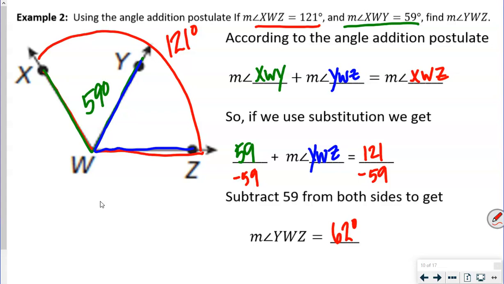Sorry, the blue angle. My bad, y'all. Let me go ahead and change that. 62 degrees was this angle right here. And you can check that, right? So can't you just add those two together? If you add these two together, they should equal 121. And if they don't, then you know that you didn't get the correct answer.